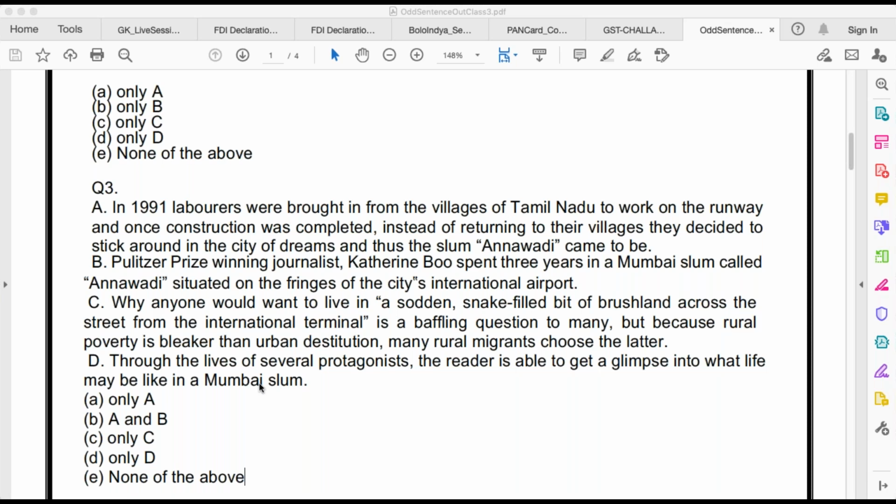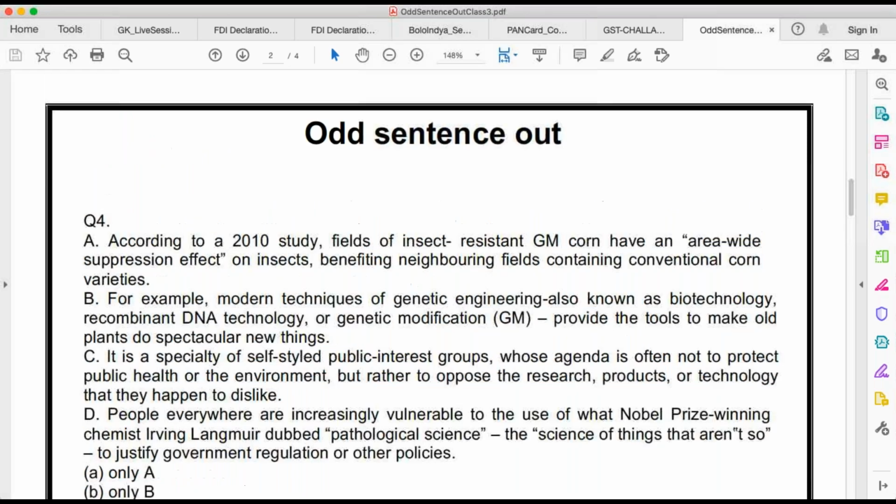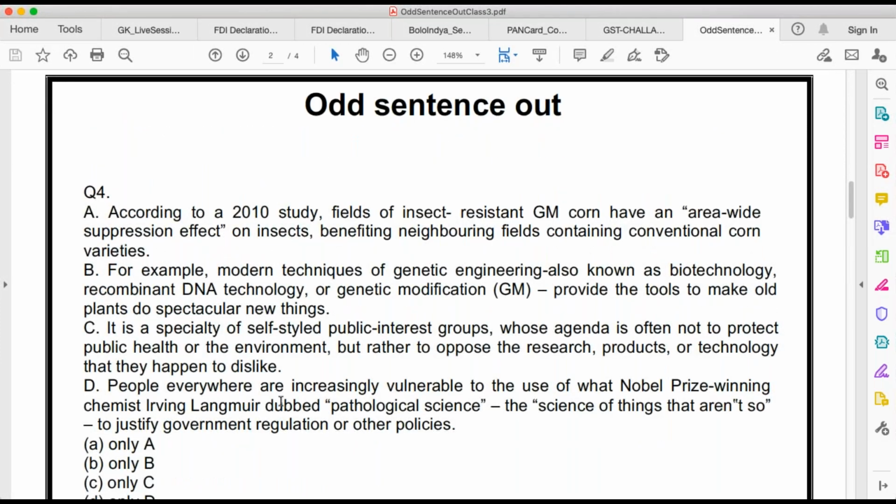Do you all get it? Vani, Sandeep, Harsh, Udesha, Saloni, Tanya, Simran, are you all able to understand why I am not marking D? In case you have any questions later on, feel free to ask in the WhatsApp group. That's not an issue at all. Let's move to question number four.